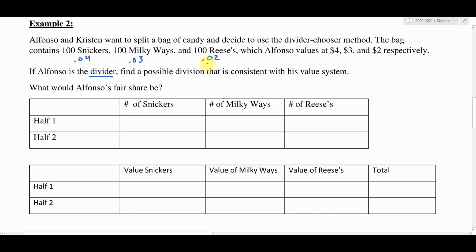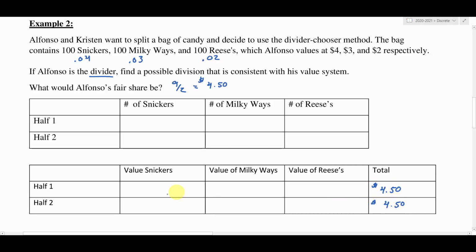Now remember, we have to assume that however the divider splits up the candy, they split it into 2 shares or 2 halves that are equal in value. So let's talk about what Alfonso's fair share would be. His total value of the candy is going to be $9. If I add up 4, 3, and 2, we get $9. So if I took 9 and divided by 2, we get a fair share of $4.50. So we automatically know that whatever halves we create have to have a grand total of $4.50.